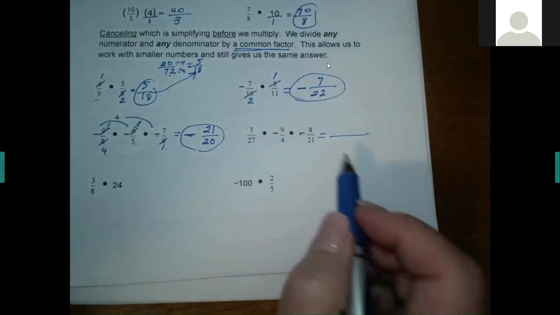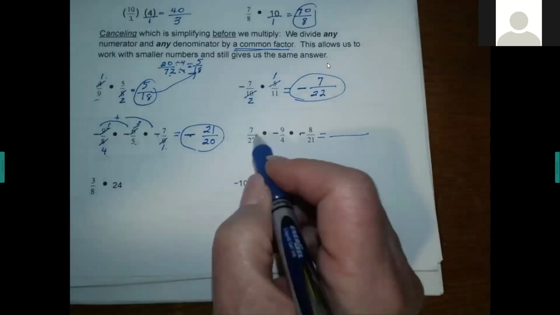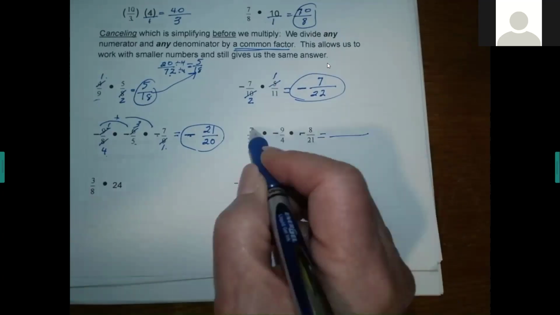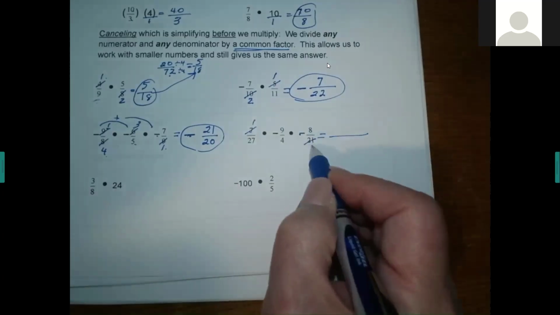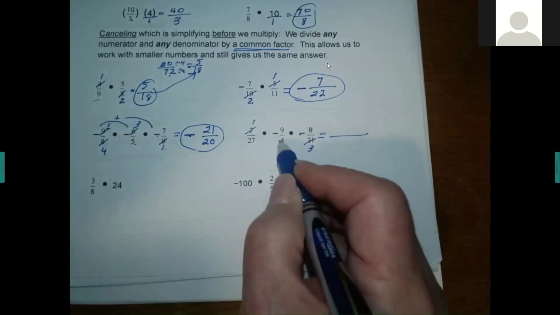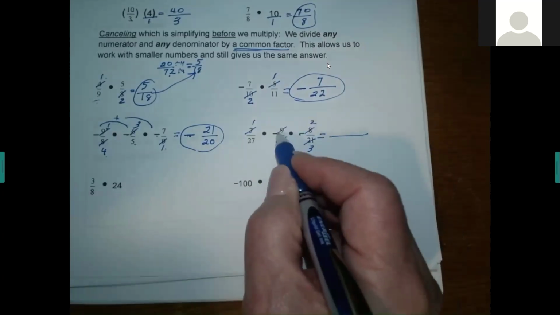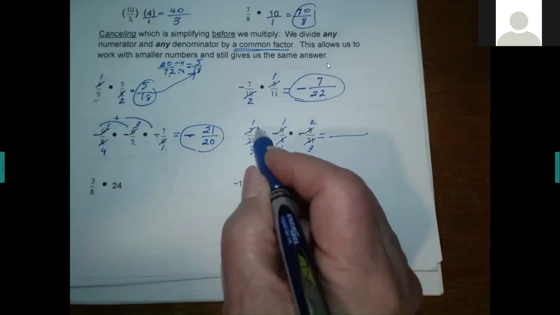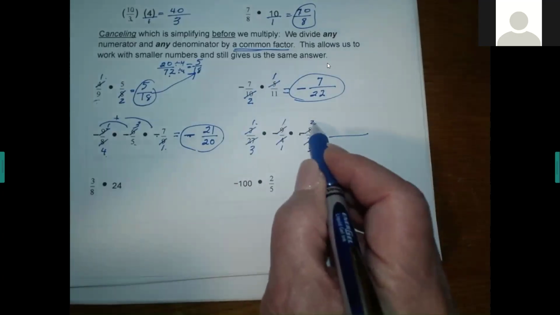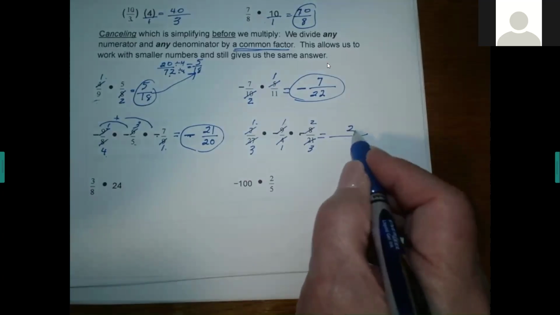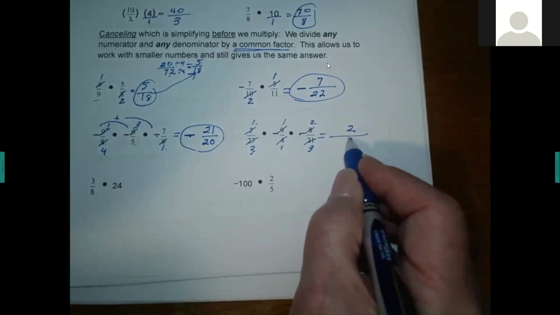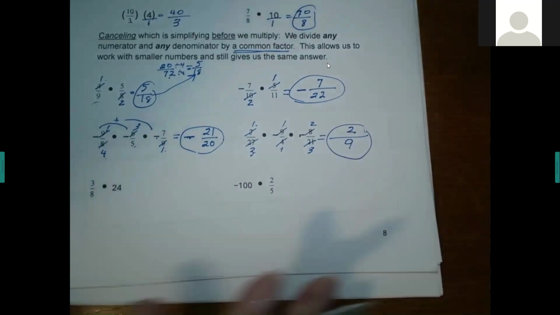Now I'm going to cancel any numerator and any denominator. How about 7 and 21? We can divide those by 7. 8 and 4 we can divide by 4. 9 and 27 we can divide by 9. So now we have 1 times 1 times 2 would be 2, and 3 times 1 times 3 would be 9. So there's our answer.